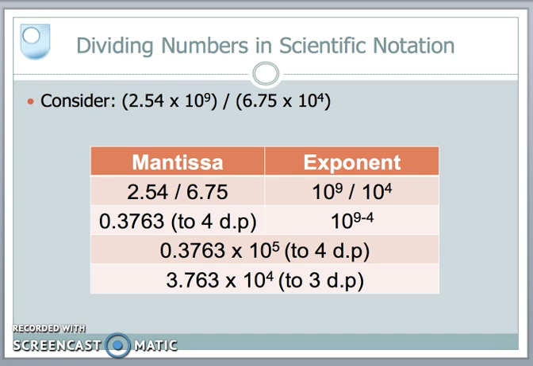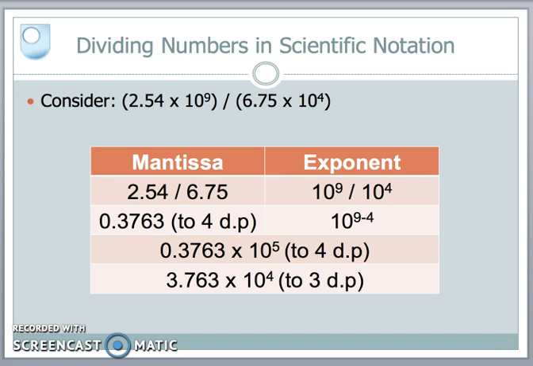when I divide by a power, I simply bring it to the top line, change its sign and multiply, which means I add the exponents together. In this case, it'll be 10 to the 9 multiplied by 10 to the minus 4, in which case I will end up with 10 to the power of 9 minus 4, giving me 10 to the power of 5. So again, I bring the two solutions back together again, and so my answer is 0.3763 times 10 to the power of 5. I've rounded my answer to 4 decimal places just to keep it simple.